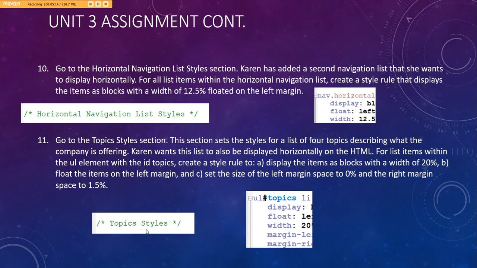Then go to the Topic Styles section. This section sets the styles for a list of 4 topics describing what the company is offering. Karen wants this list to also be displayed horizontally on the HTML. For list items within the UL element and the ID topics, create a style rule to A, display the items as blocks with a width of 20%, B, float the items on the left margin, and C, set the size of the left margin space to 0 and the right margin to 1.5.